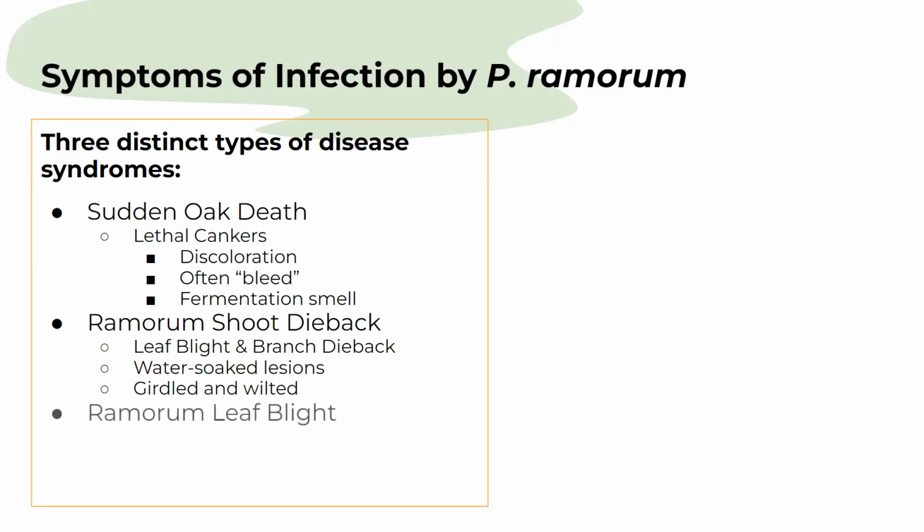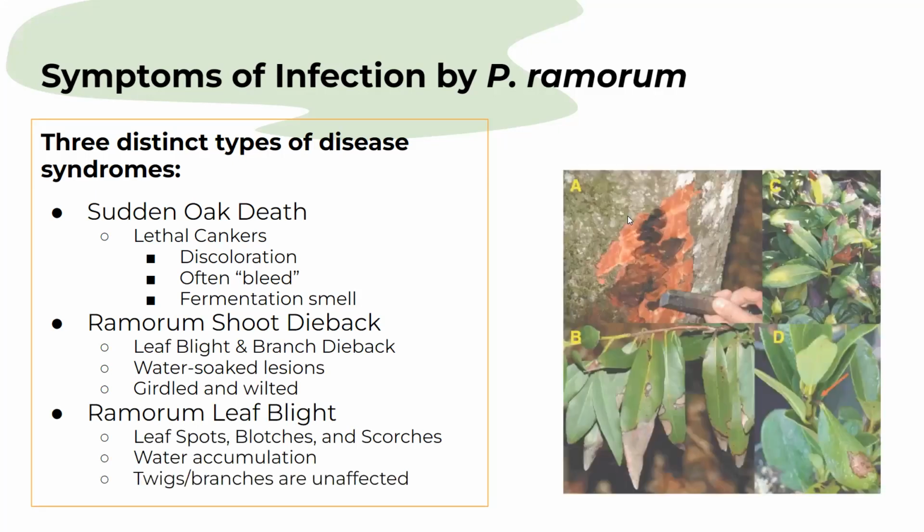Another disease syndrome is Ramorum leaf blight, which is mainly characterized by leaf spots, blotches, and scorches. These usually result from water accumulation on the leaves. However, the twigs and branches are usually unaffected. In this image, A is an example of a bleeding canker of tan oak, B are leaf spots, and C and D are leaf necrosis.